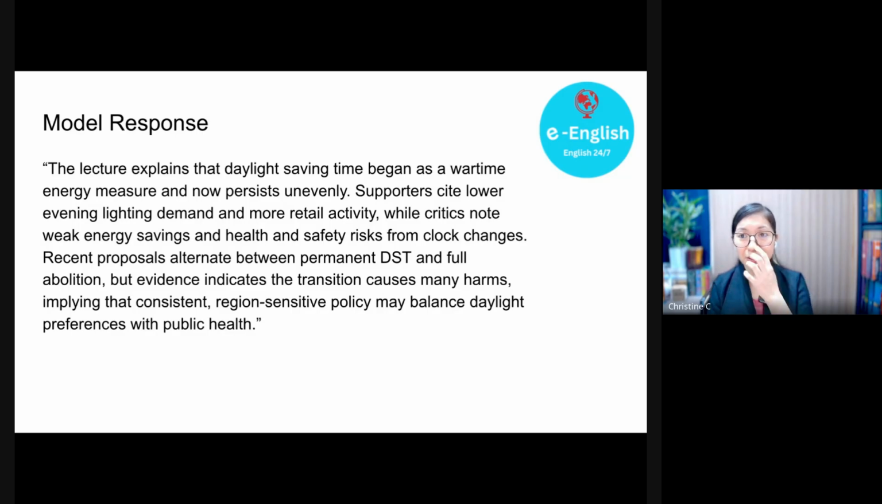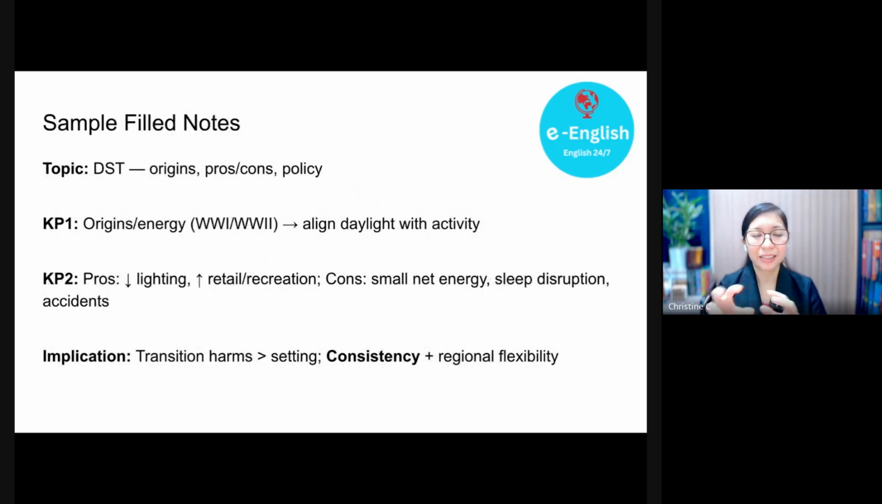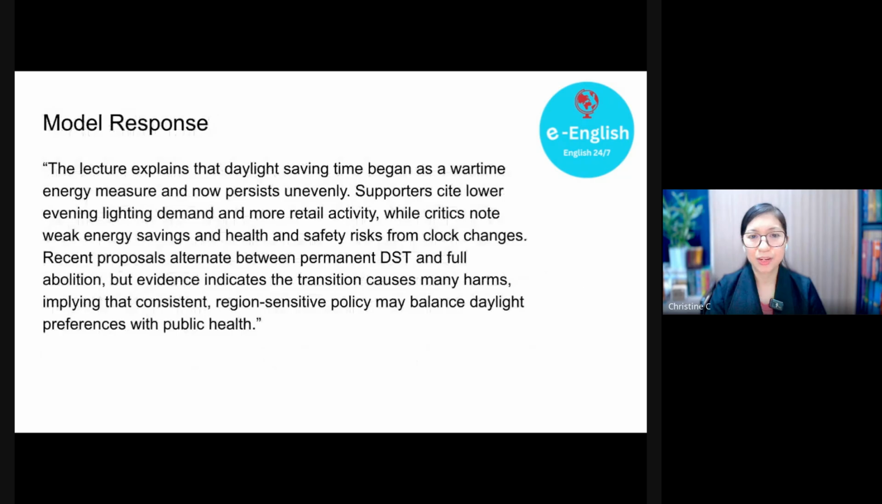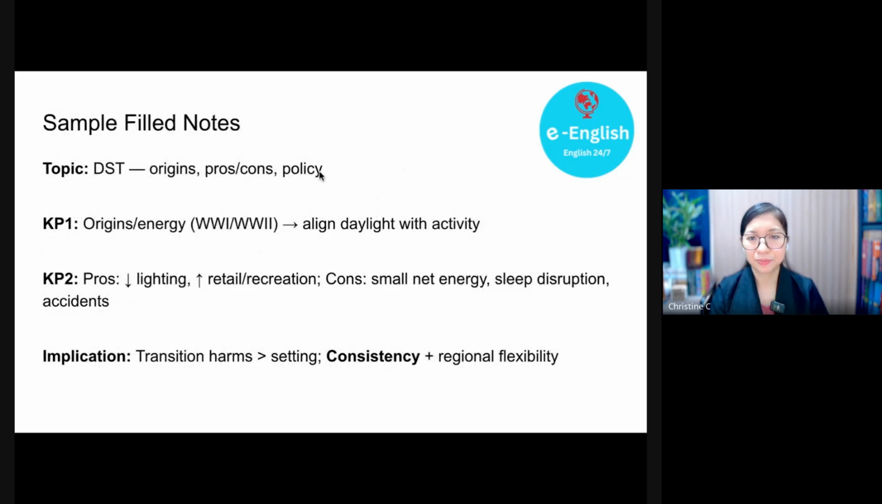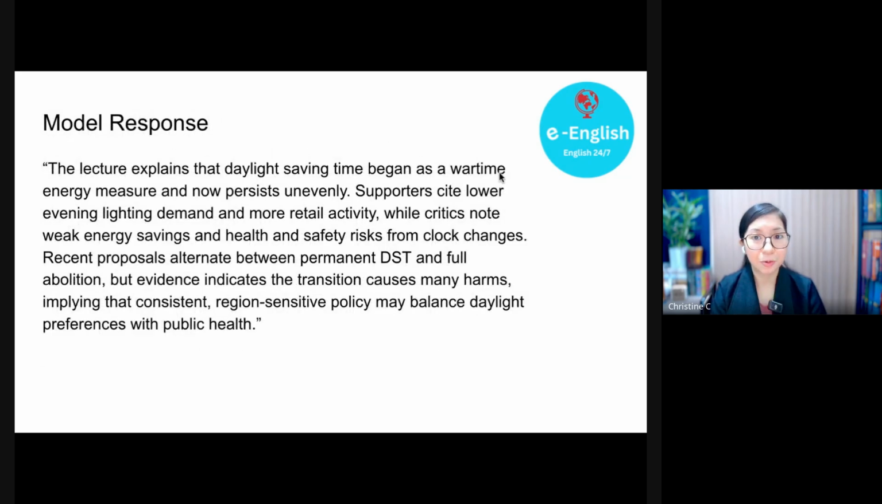Thank you so much, Rajiv. So as you can see, if it's confusing how to fill out the note cards, we can go backwards and track that. So we see the topic, the lecture explains, reporting verb, that daylight savings time began, say the origin, okay, began as a wartime energy measure and now persists unevenly, which means that some countries use them, other countries don't.